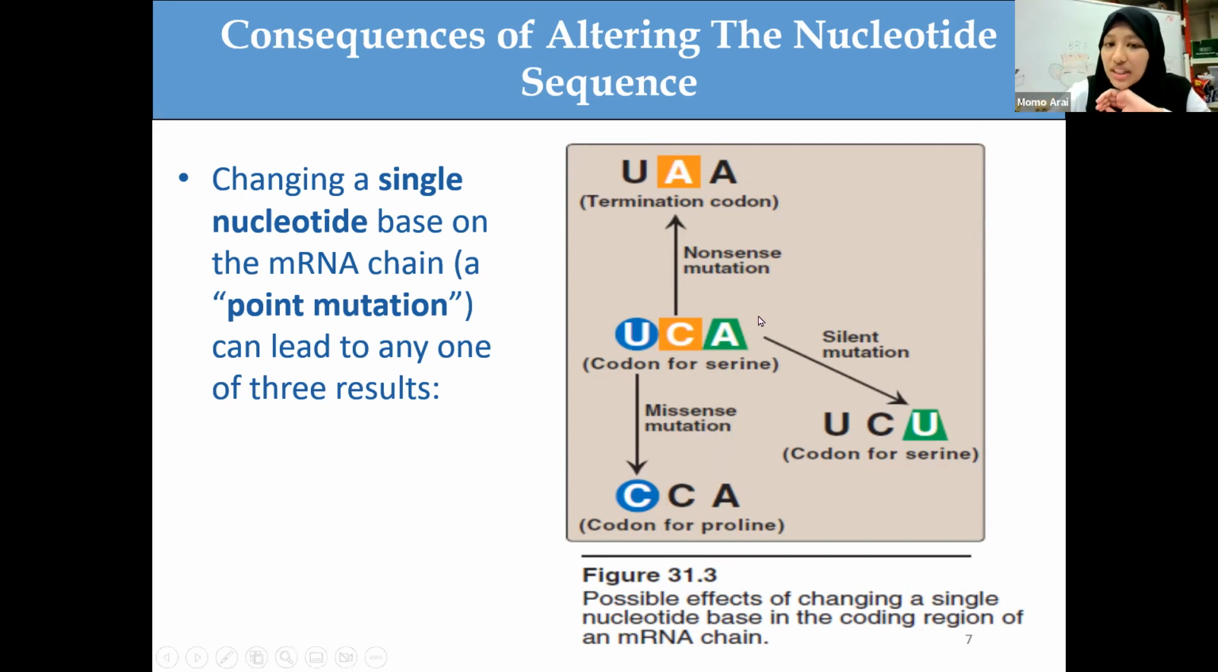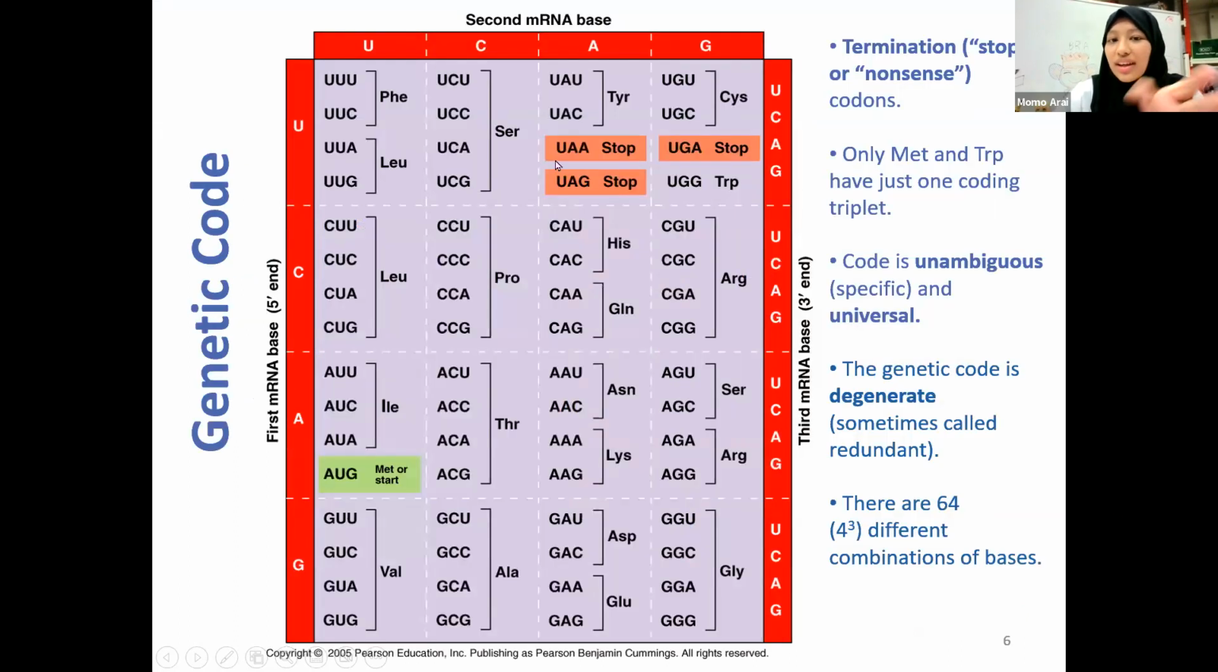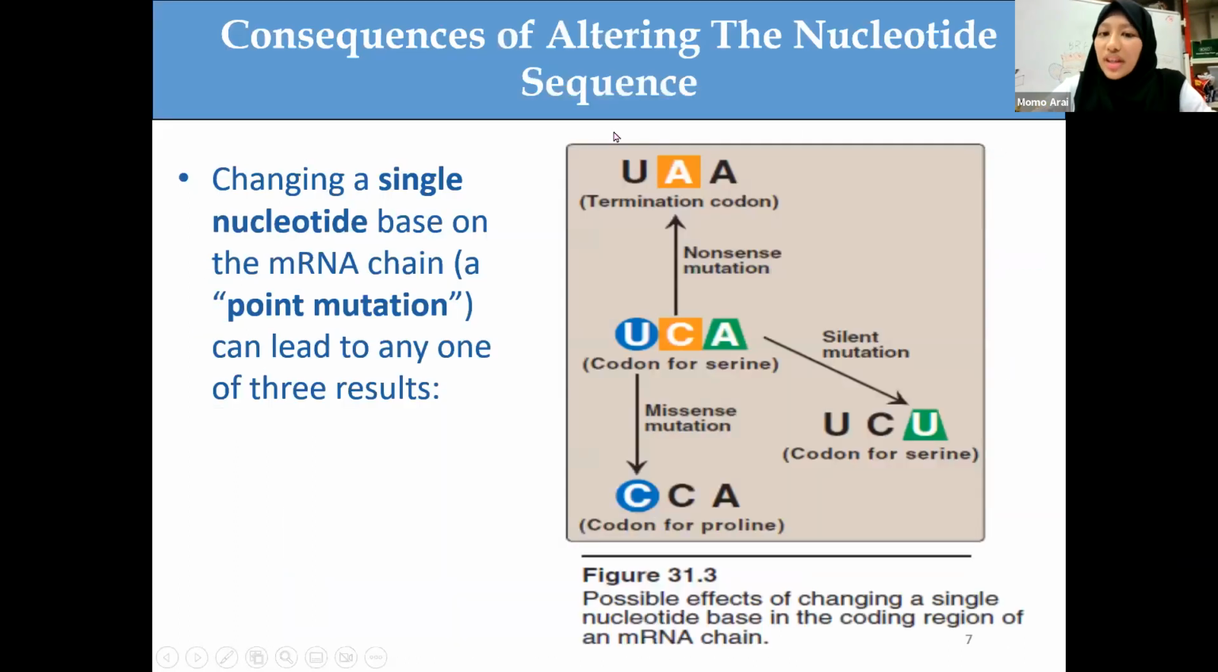Now let's say one of the bases got changed, and it changed the code to a termination codon. When we go back here, UAA is a stop codon. So when it gets changed from a normal amino acid to a termination codon, this is a nonsense mutation. So there's missense when it gets changed to a different amino acid, nonsense when it gets changed to a stop codon.